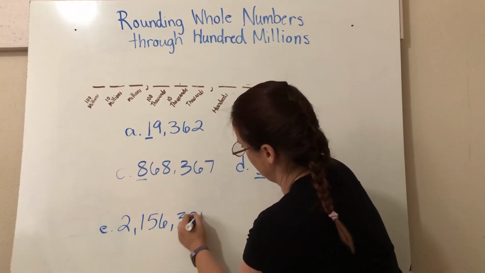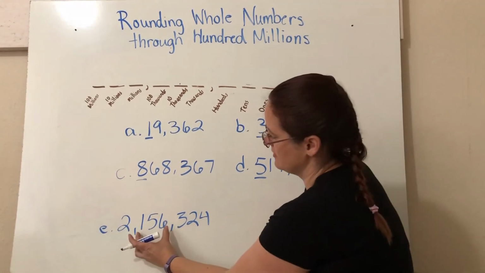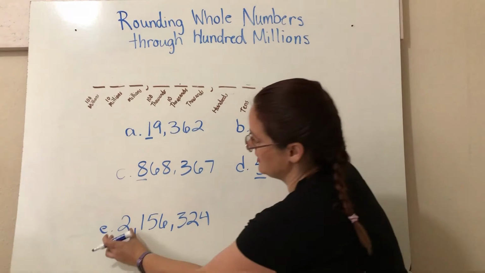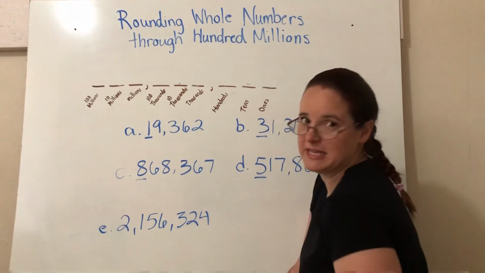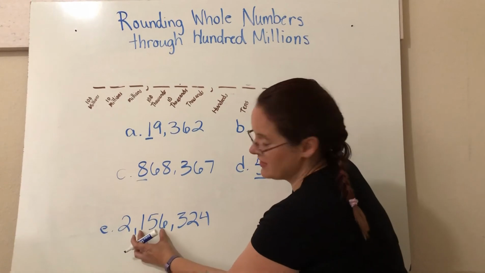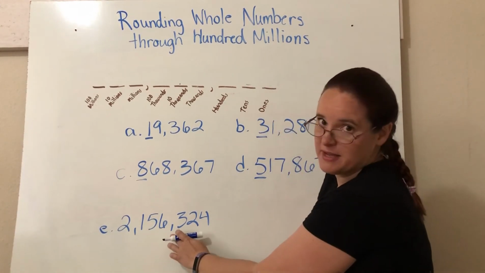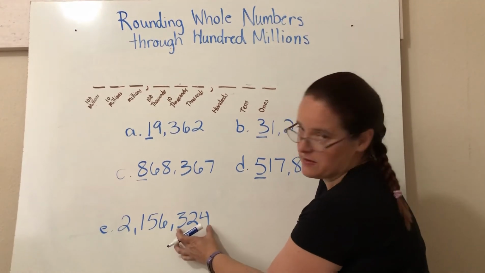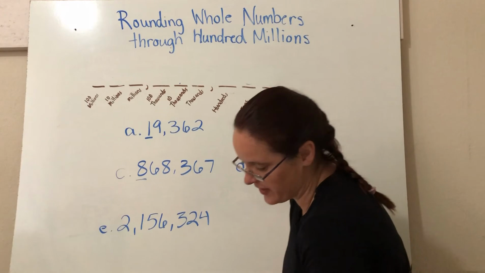2,156,324. If you'll notice, as I'm reading and writing these, we take numbers in chunks of 3. So I read everything before the first comma here, 2, and then I know that this comma is million. Then I read everything here, 156, and I know that this comma is 1,000, and then I read the rest of it. So just read it and write it in chunks of 3, and you'll get it right.